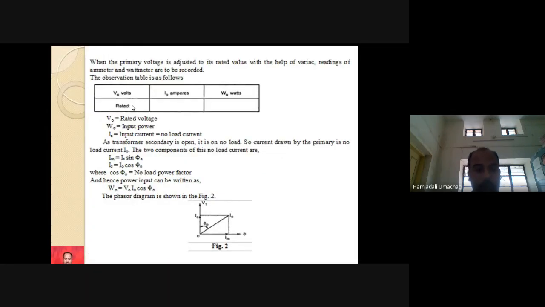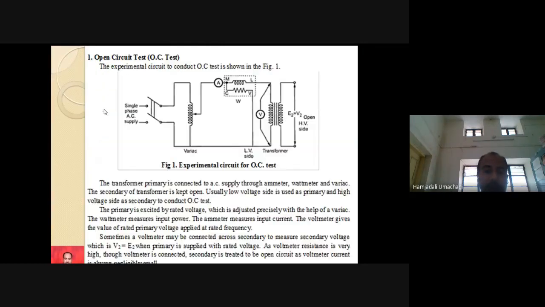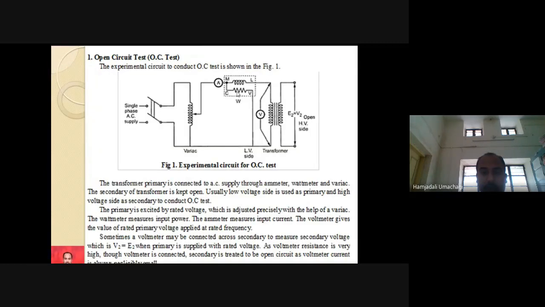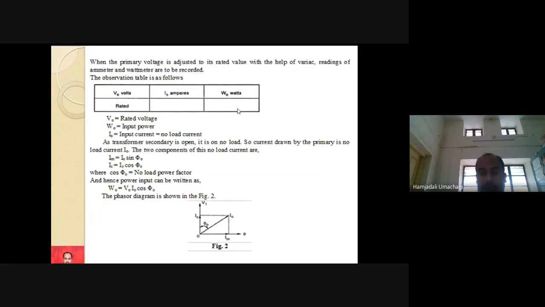So suppose if it is 230, you have to get 230 volts. Sometimes it will be 115/230 volts. So 115/230 means it is step down or step up as per your convenience. Whatever rated voltage is on the primary side, that much voltage you have to apply. Then this no load current I0, you have to enter here. Then the iron loss W0, this wattmeter reading, you have to enter here.